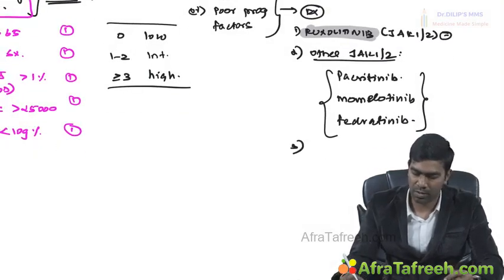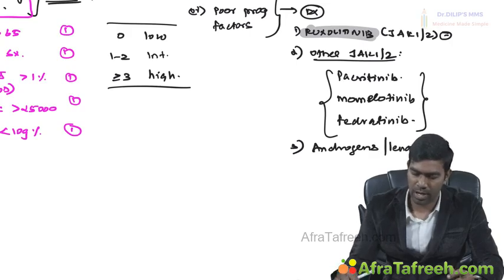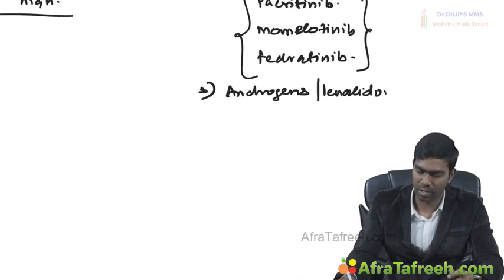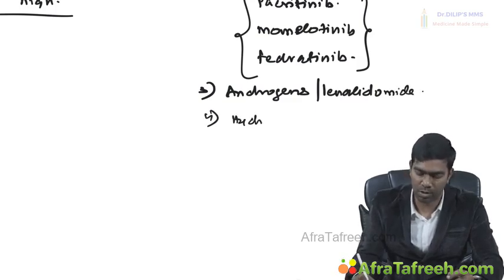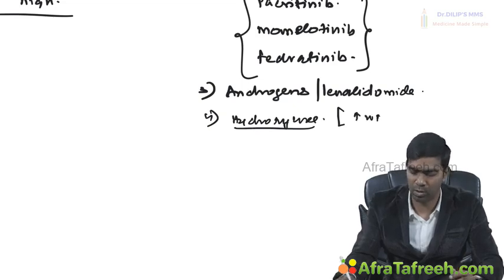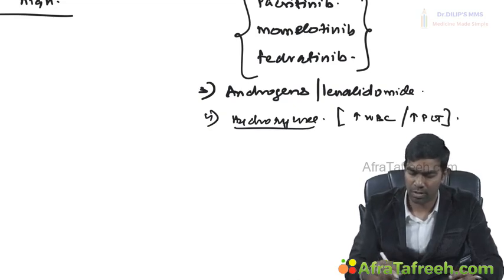Number 3, if this cannot be used, then you can use other drugs like androgens and immunomodulators like lenalidomide. If the WBC counts are very high, then you can prefer hydroxyurea for cytoreduction. Typically this is used in case of significant leukocytosis or significant thrombocytosis.